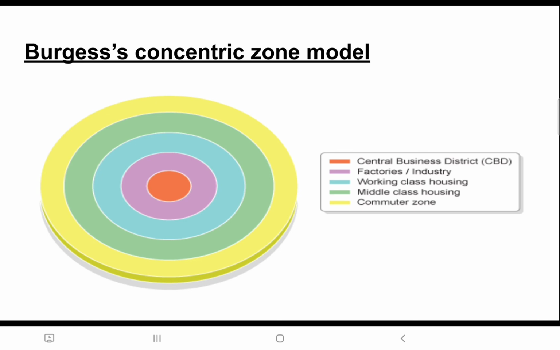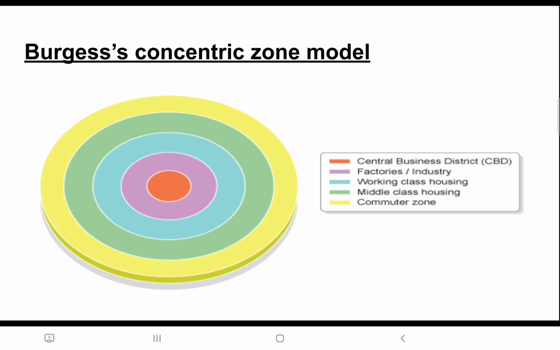So we can look at Burgess's concentric zone model. This was developed in 1925. It's based on the structure of Chicago in the USA. And you can see that in Burgess's model, the central business district is the center of everything. Around there, we've got the factories and the industrial areas. Then moving out, we've got the working class housing areas, then the middle class housing, and then right on the edge, the commuter zone.